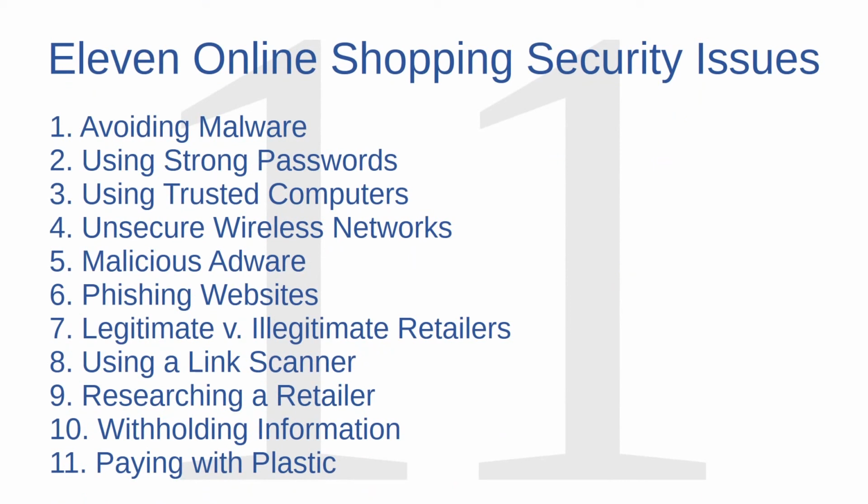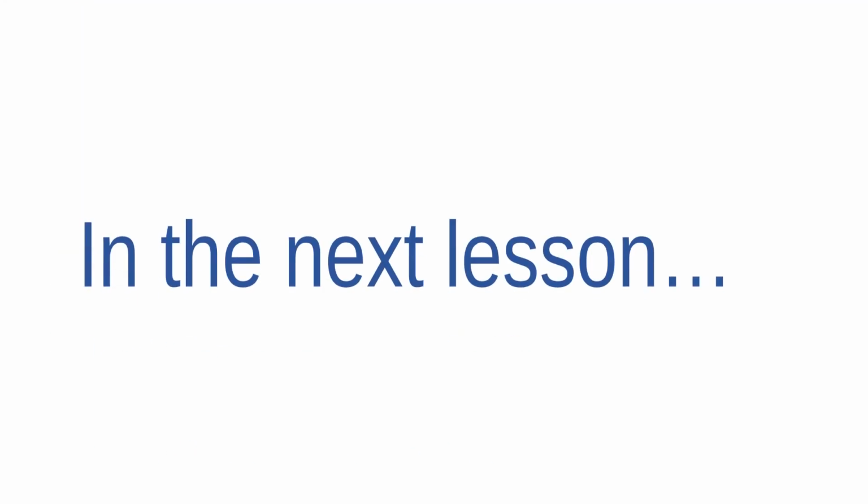Okay, that's all the advice I have for you with regards to online shopping. To briefly review, we addressed 11 issues: avoiding malware, using strong passwords, using trusted computers, avoiding unsecure wireless networks, avoiding malicious adware, avoiding phishing websites, distinguishing legitimate retailers from illegitimate ones, using a link scanner, researching a retailer, withholding information, and paying with plastic. In the next lesson, we will begin discussing a major issue in cybersecurity, that is, wireless network security.